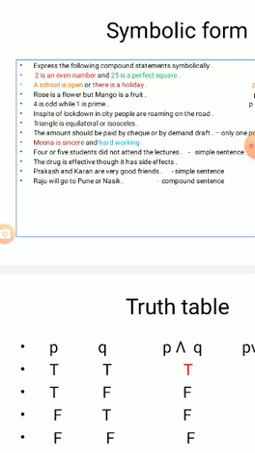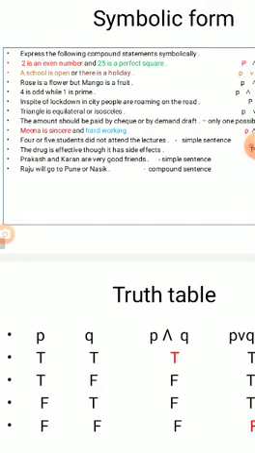Mina is sincere and hardworking. That is another example of conjunction. Mina is sincere, one simple sentence, and Mina is hardworking is another simple sentence. Then next, the drug is effective though it has side effect. This means the drug is effective but it has side effects. So drug is effective P and drug has side effects Q. So given compound statement can be written as P and Q.